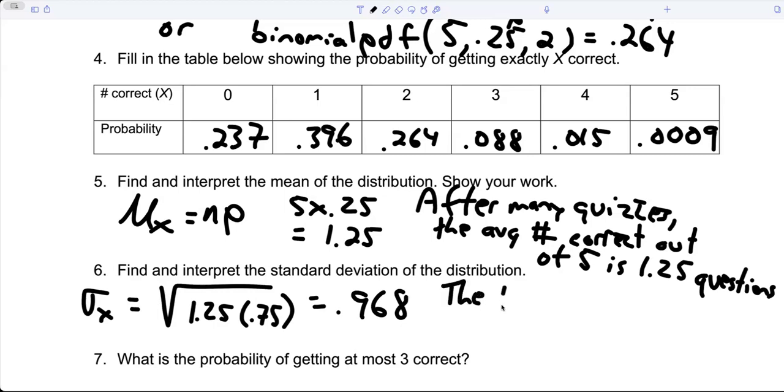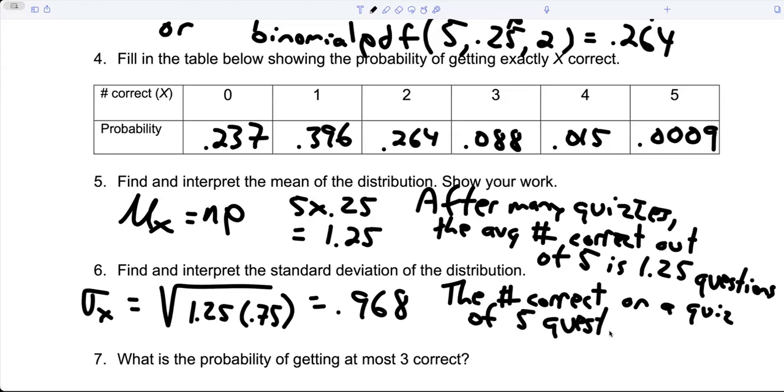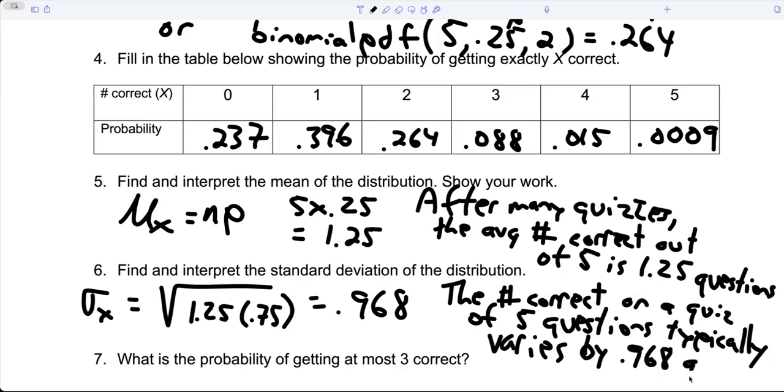So interpreting that, the number correct on a quiz of 5 questions typically varies by 0.968 questions from the mean.